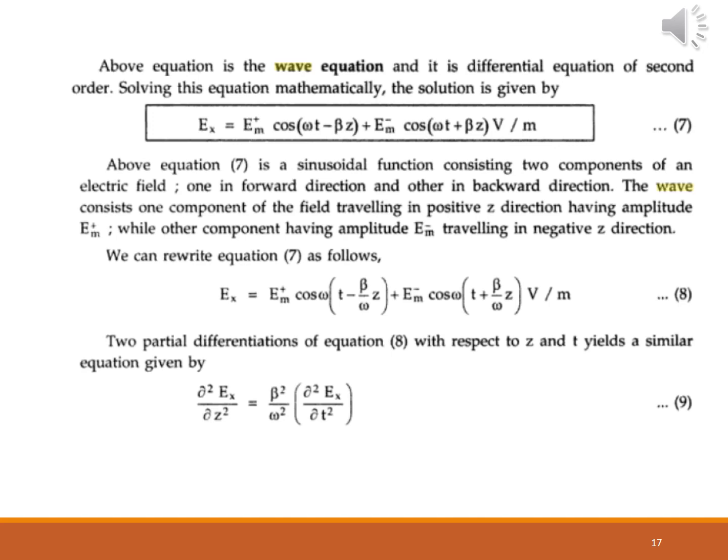Okay. And this equation 8, if you are going to do a partial differentiation twice, I'm talking about equation 8. I'm going to do a partial differentiation with respect to z on the left hand side and with respect to t on the right hand side, and I'll get equation 9. So that's how you get equation 9.